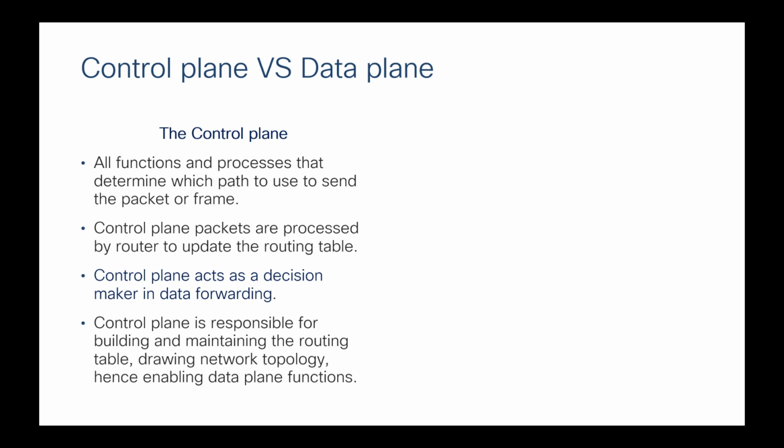So the control plane's role is to act as a decision maker in data forwarding. It means that what it does for a living is building and maintaining the routing table, drawing the network topology, learning what is connected on the network, and announcing and sharing this information with the other network devices.